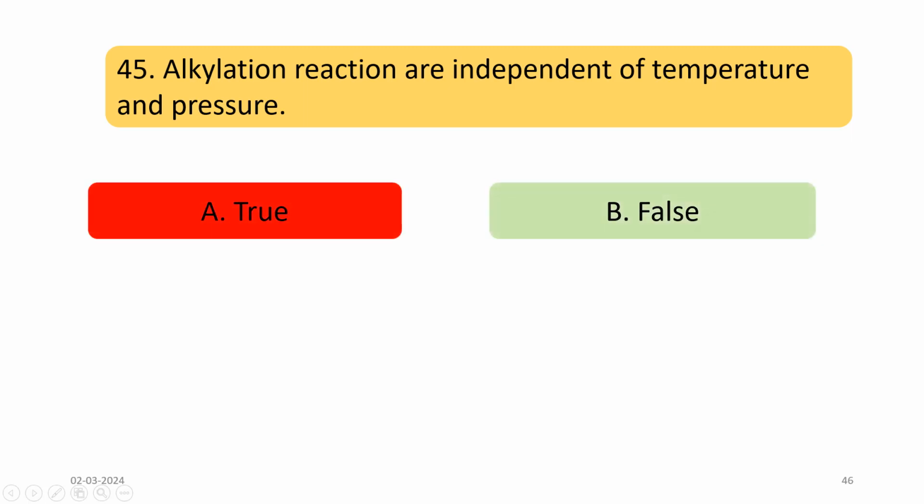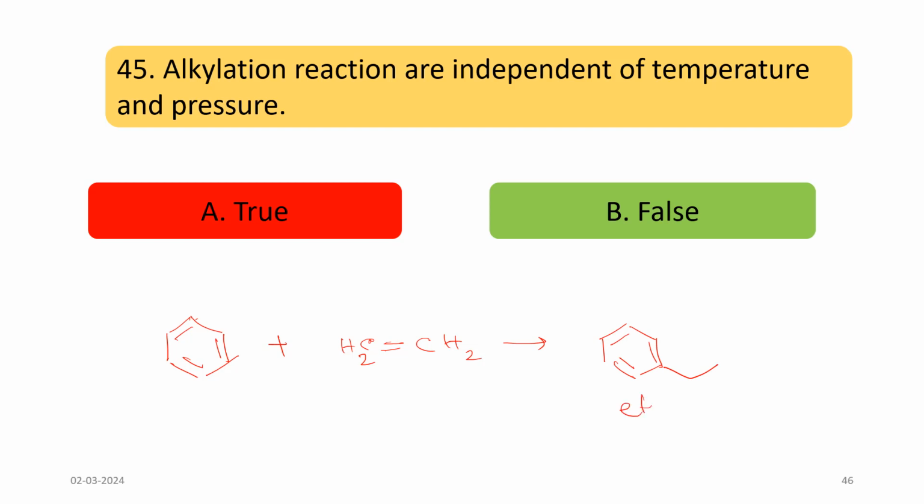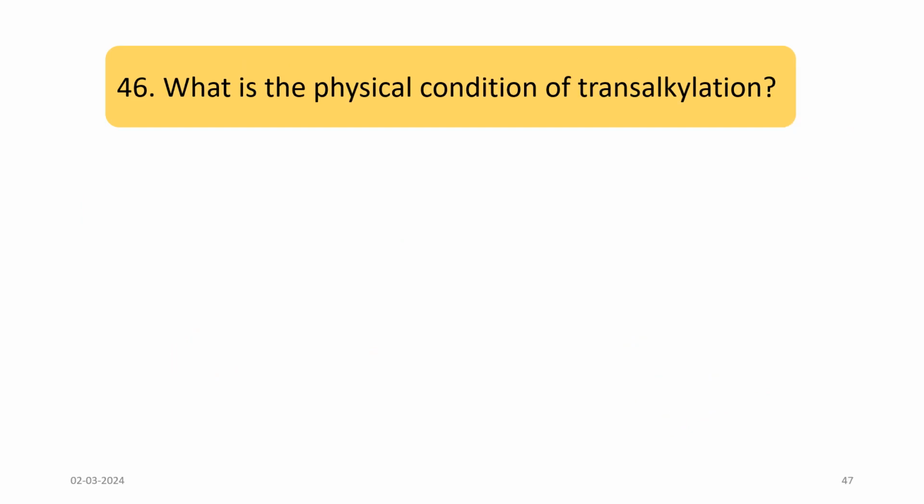The answer is false. So in benzene, when alkylation happens, it happens with ethene and produces ethylbenzene, right? This is the alkylation reaction. Alkylation reactions are exothermic and thermodynamically favored by low temperature and elevated pressure. So it is not independent of temperature. So it is false.